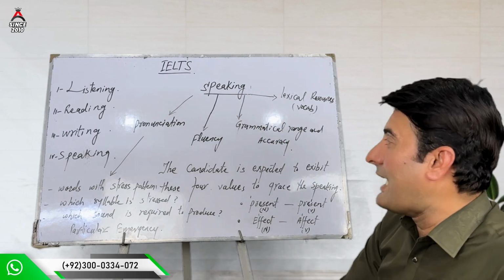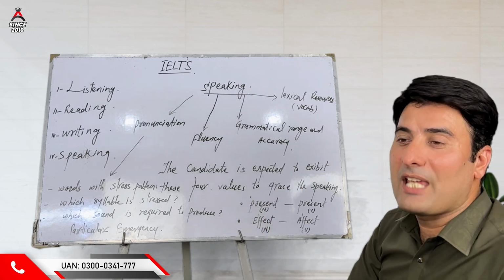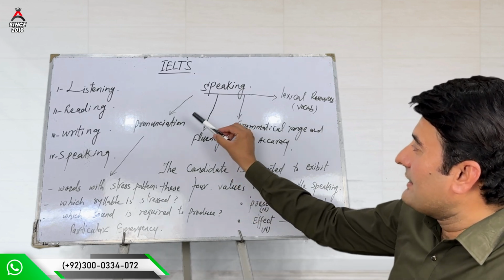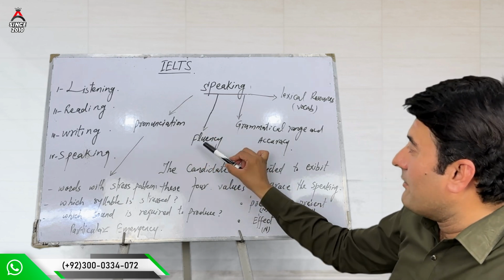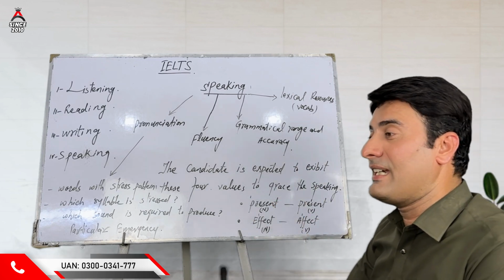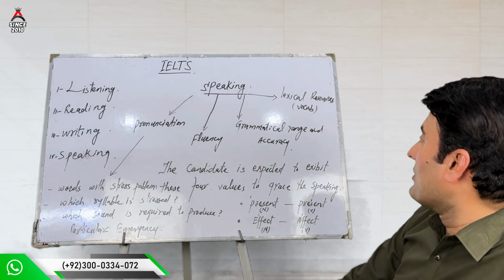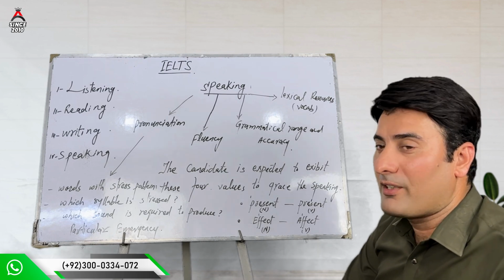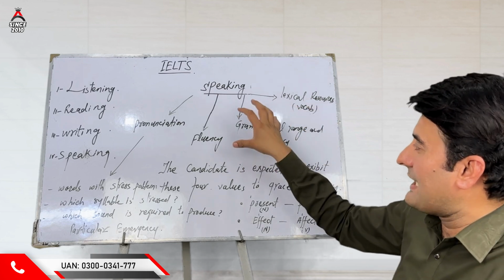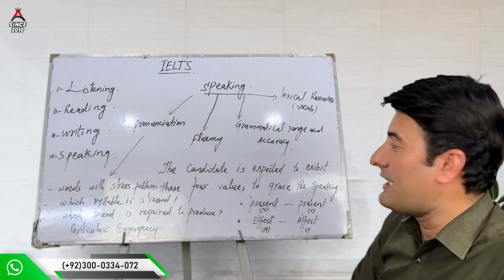The students must know and be aware of what they are expected to be tested on as far as speaking is concerned. There are basically 4 criteria: the student's pronunciation, fluency, grammatical range and accuracy, whether the sentence structure he produces is correct or incorrect, and lastly, lexical resource, which we call vocabulary. Students must exhibit these 4 values in order to get the maximum band score in IELTS.